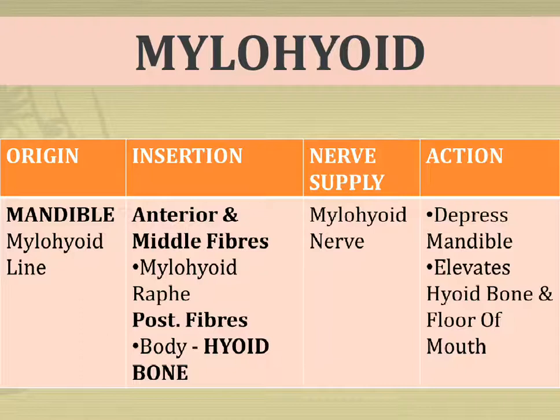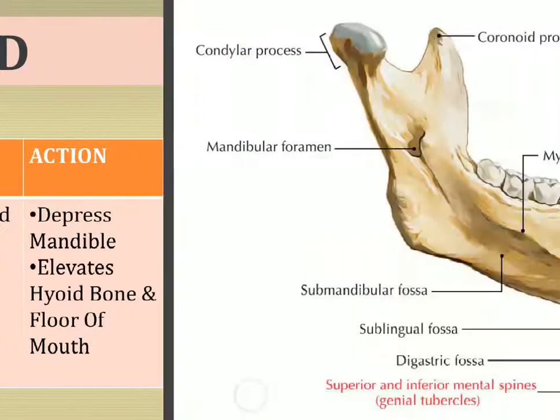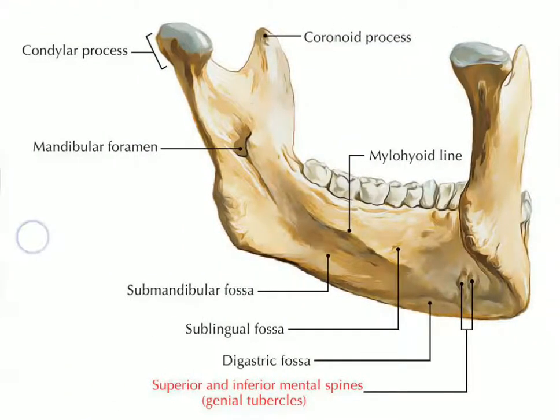and it depresses the mandible, elevates the hyoid bone and the floor of mouth. Similarly as the digastric was doing, so it also depresses the mandible, elevates the hyoid bone. In this figure again, this is body of the mandible, inner surface, and there is a line present which is known as the mylohyoid line. From this line the muscle takes origin.